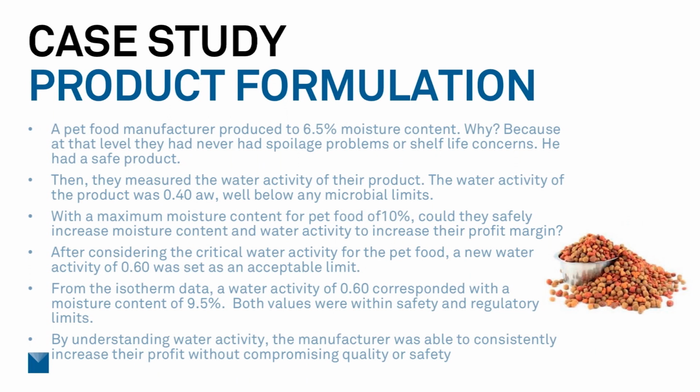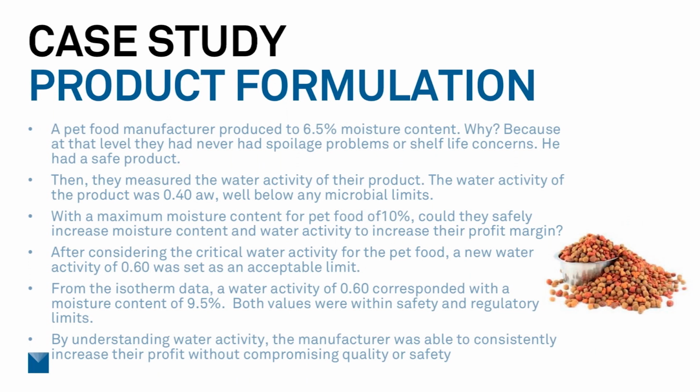So if we do that and we look at 0.6 as an acceptable limit for water activity, from that isotherm data, we can see that it corresponds with a moisture content of 9.5. Now, both of those values are within safety and regulatory limits. So that is a perfect spec to set, okay?